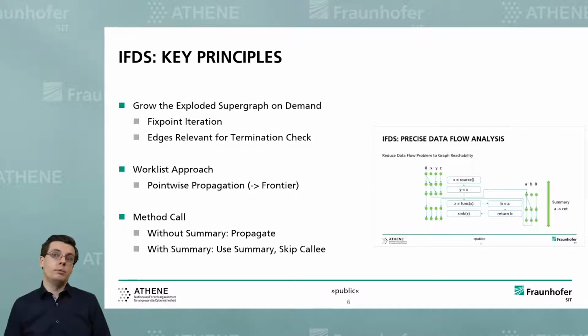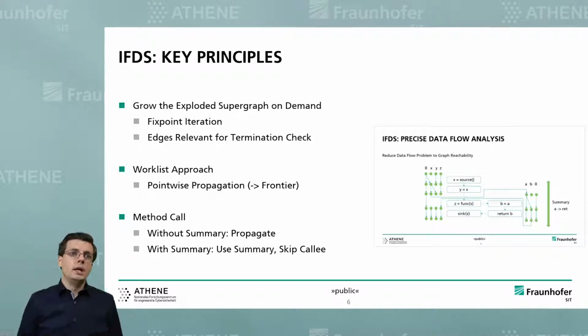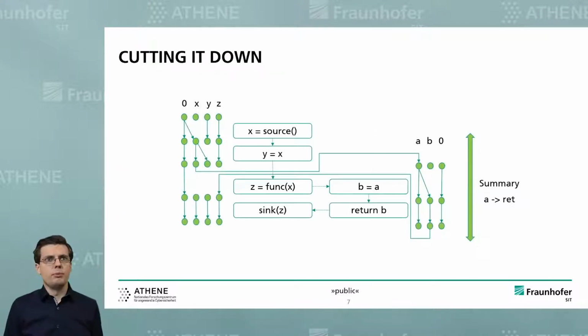And secondly, modern IFDS solvers perform pointless propagation, which means we only have the frontier of edges currently in the work list being propagated. We never have an entire view of the entire exploded supergraph, because this would require synchronization of all these propagation threads, which would be way too slow. Just to keep that in mind, because we cannot reason globally here. And I already spoke about the method summaries.